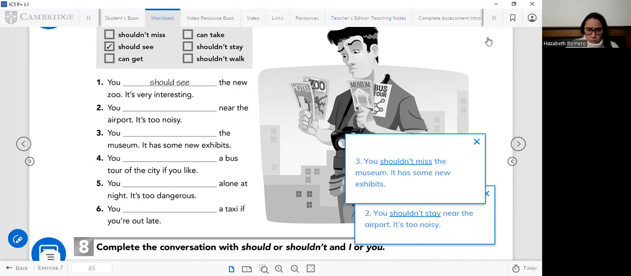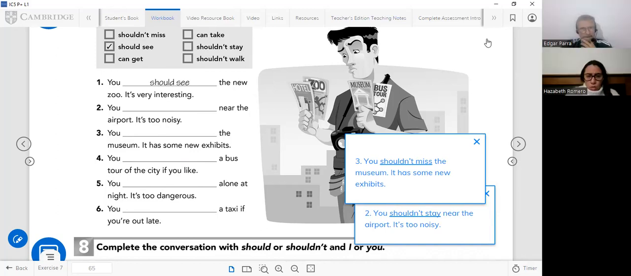It's too dangerous. You should walk alone at night. It's too dangerous. Is it positive or negative? It's negative. So what do you say? But it is negative, right? You have to say shouldn't. Repeat: shouldn't, not should, but shouldn't.